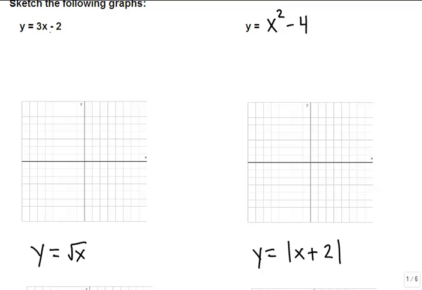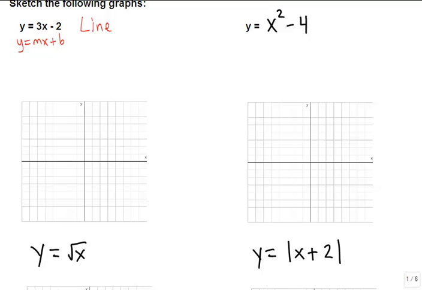So y equals 3x minus 2. We know that that's a line because it has x to the first and y to the first, so we know that it's going to have the shape of a line. And there's lots and lots of ways to graph lines, but since this line is in the form y equals mx plus b, I'm going to show you the slope-intercept method.